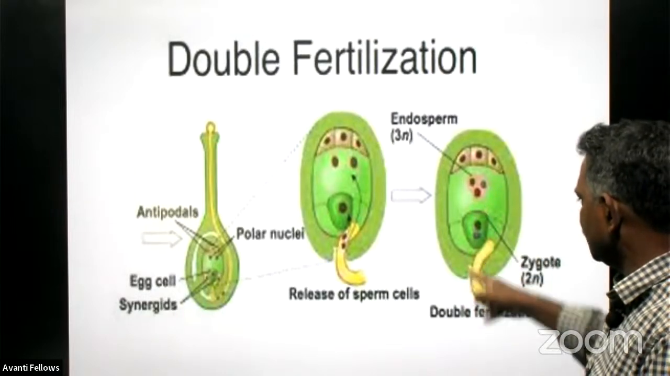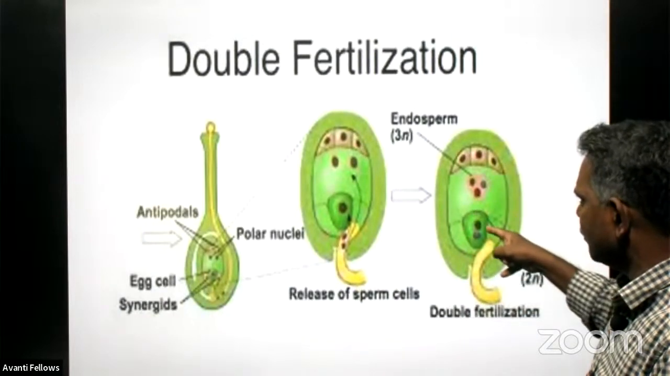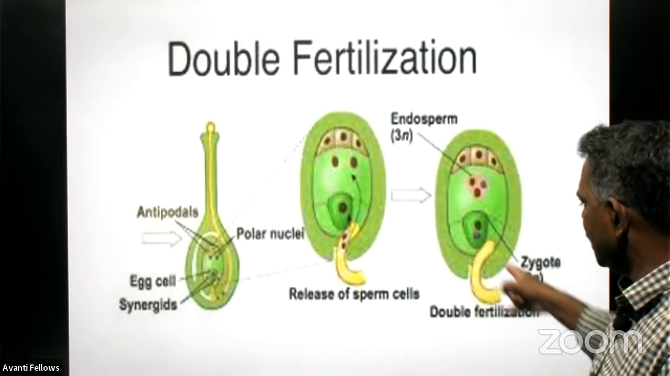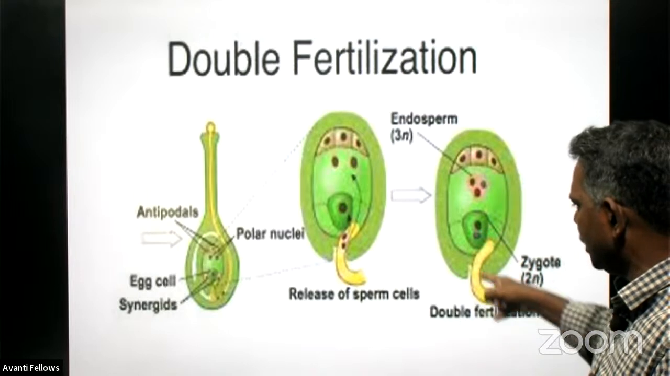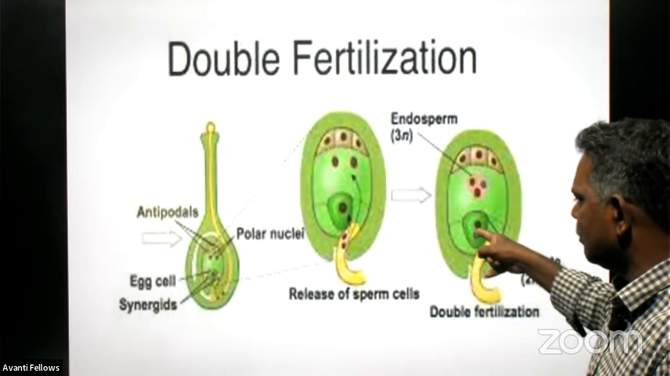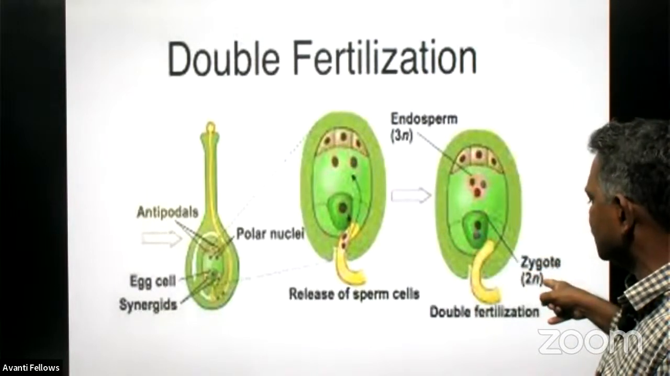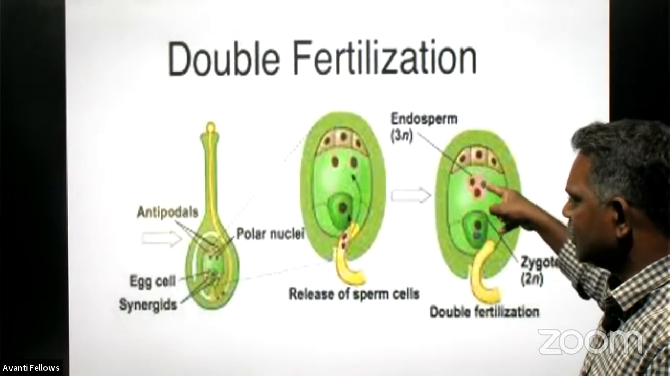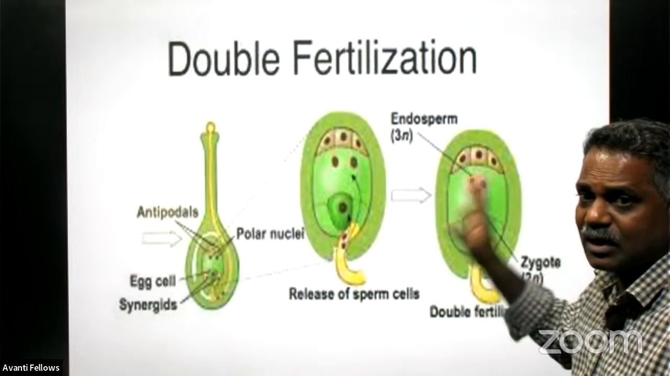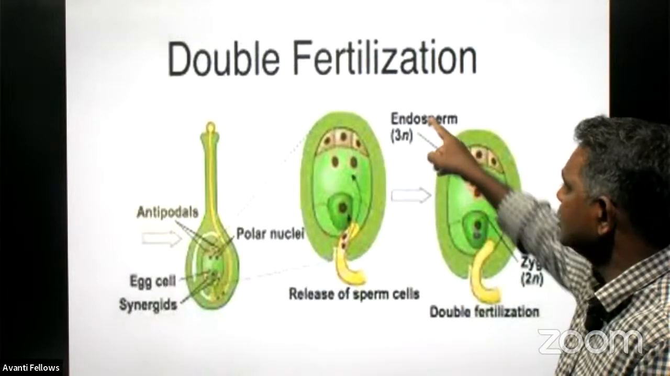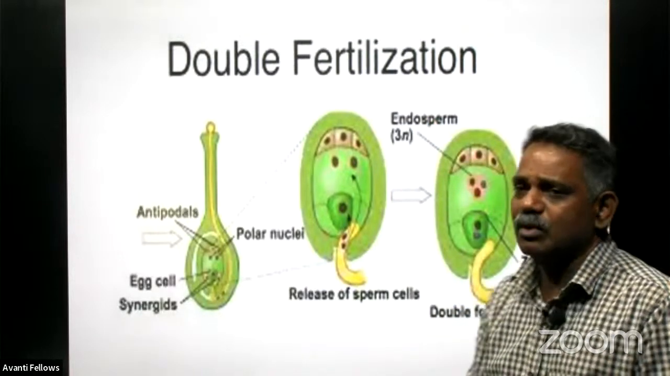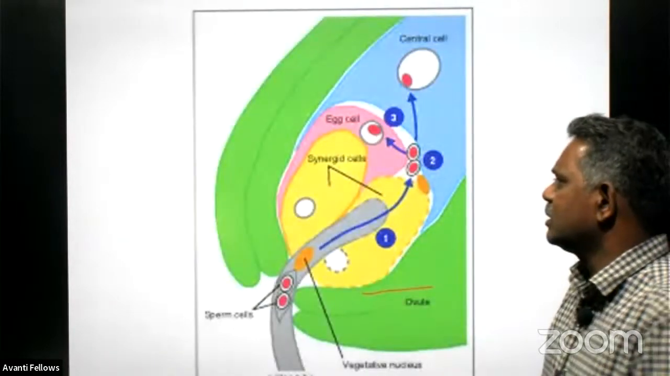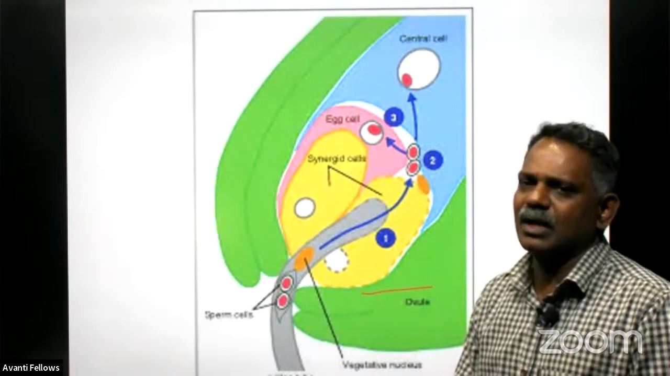The product of syngamy is the zygote. One male nucleus with the egg cell, syngamy, its product is called the zygote. And another product is formed here due to the fusion of three cells, the triple fusion, and it is the primary endosperm nucleus, which later develops into endosperm for the storage of nutrients.